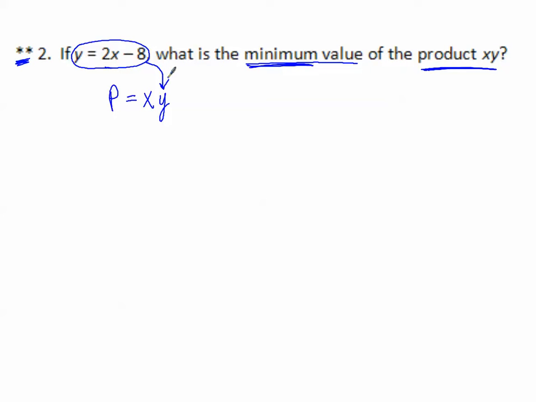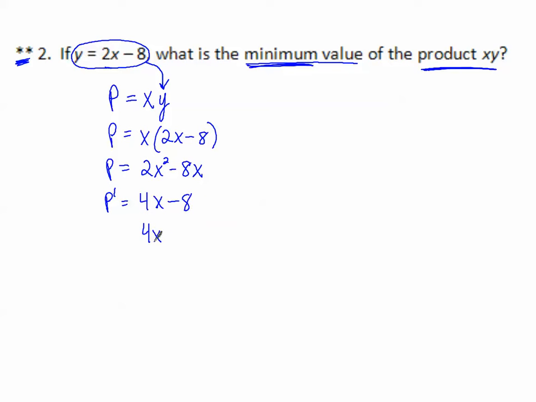So I'm going to plug that in and get x times 2x minus 8. And again, let's simplify this. 2x squared minus 8x. Now, if you just look at this function, you know this is a parabola opening up, so you know that there has to be a minimum value. Let's figure out where that is by finding the derivative to get the critical numbers. 4x minus 8, let's set this equal to 0. And it looks like it's at x equals 2.